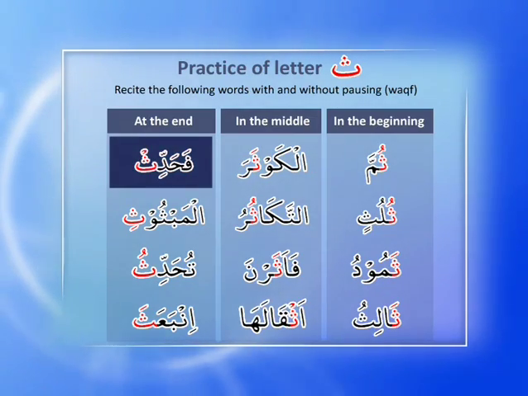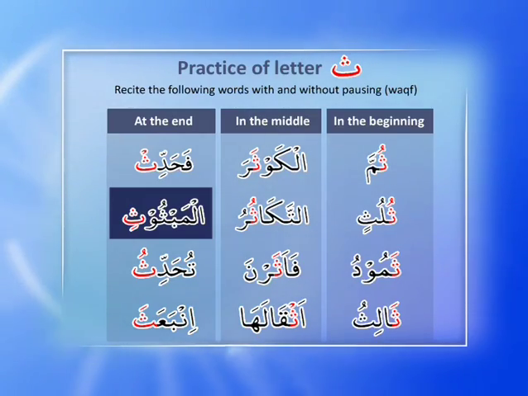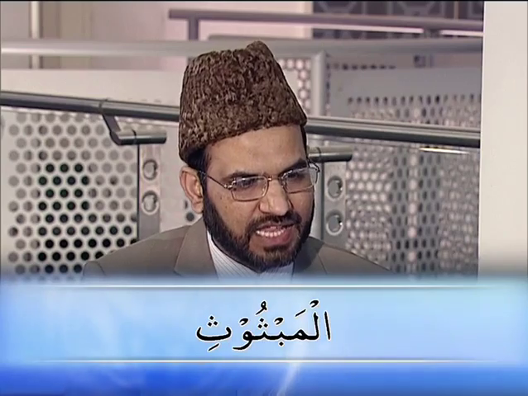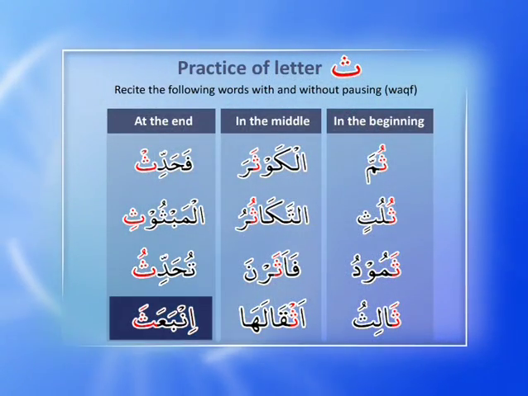Now the last column. Fahaddith. It is already waqf, with sukoon. Al-Mabthuthi. As I mentioned, you have learned one rule. Now this is the time to apply that one on the ba, which has sukoon. Al-Mabthuthi. Tuhaddithu. Imba'atha.